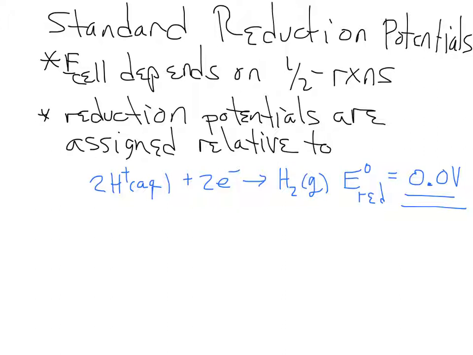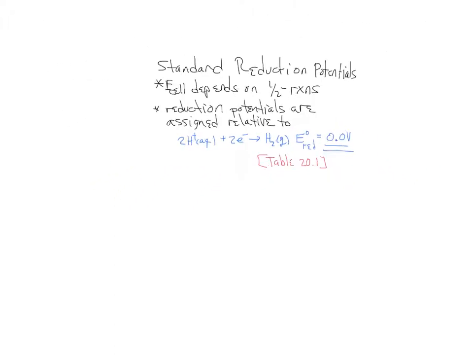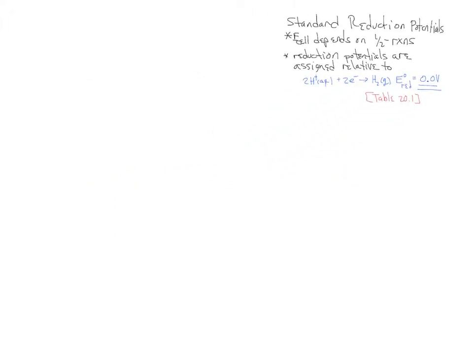And there are tables of reduction potentials, and so you might want to look at table 20.1 as you do your homework for this chapter, because that involves the reduction potentials for a lot of these half reactions that we're going to talk about. Okay?